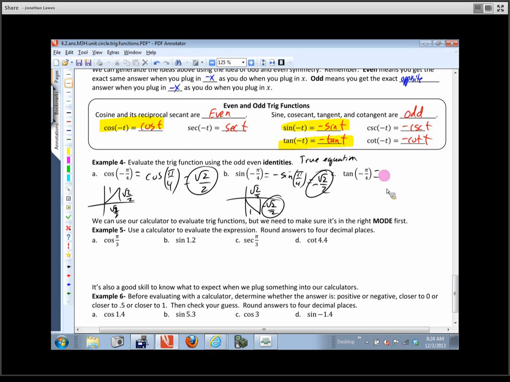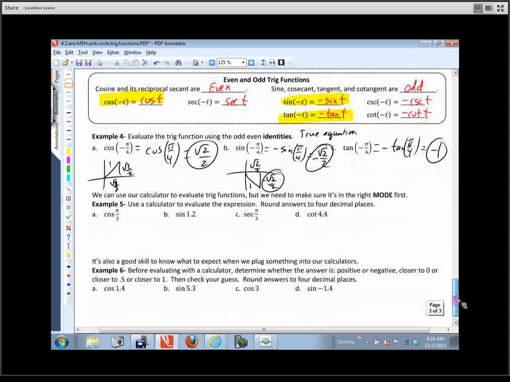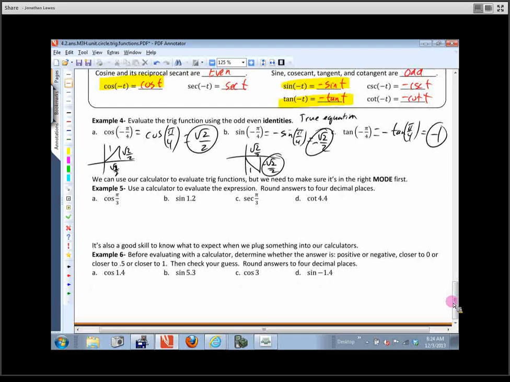This would be negative tangent of pi fourths. And again, for some reason, we tend to memorize the ones in quadrant 1 really easily. Okay, hopefully you've got those down. Y coordinate over the x coordinate, what's the tangent of pi fourths? 1, same thing over same thing. So that would be a 1 with a negative in front of it. And there's our answer. Okay? So those are good things to get used to using, those identities. We're going to have more of those starting in the next section.